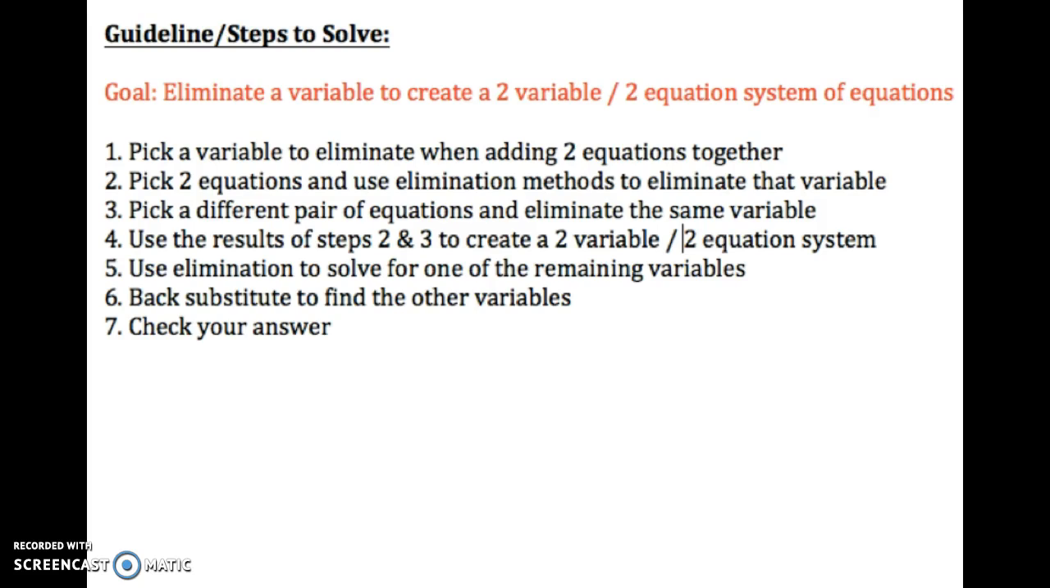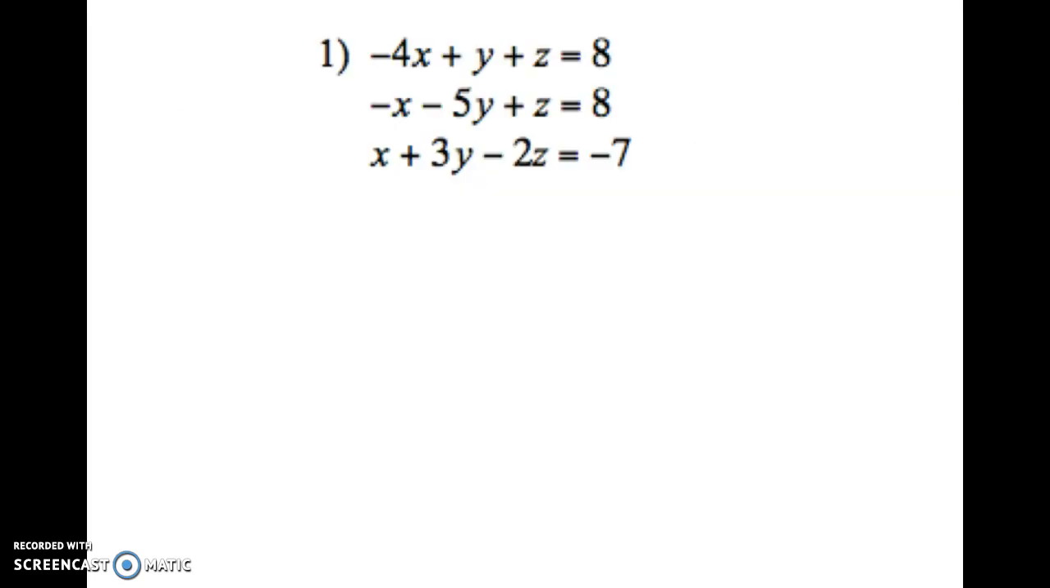So we'll use elimination to solve for all the remaining variables. And then basically we're going to back substitute to find the other answers. And of course, you always want to check your answers. Let's start with the first example. In this case, you're going to want to eliminate either the x's or the z's. They should work fairly easily.